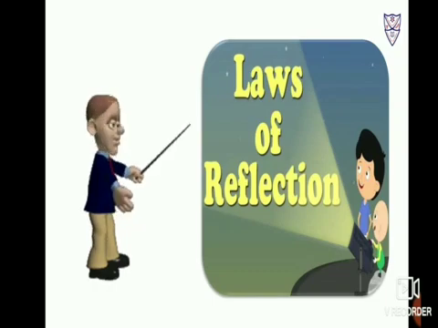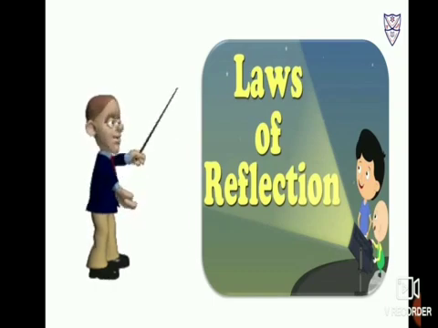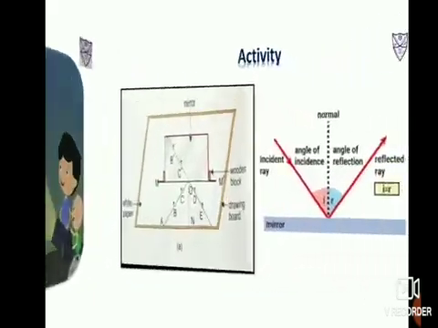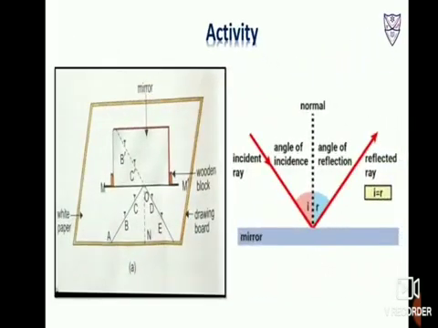Now students, let us discuss the laws of reflection. There are two laws of reflection. The first one: angle of incidence is equal to the angle of reflection. For this, what things are needed? A drawing board, drawing pins, common pins, a plain mirror, a wooden block, a sheet of white paper, pencil, scale and protractor. When I am explaining this, observe the image properly.